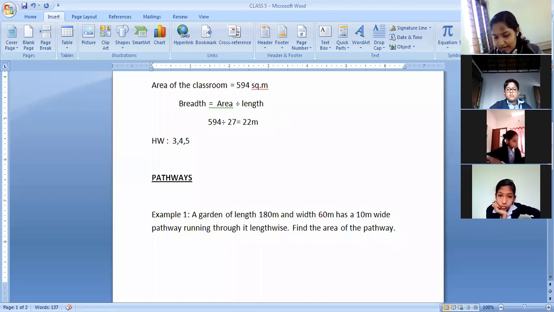It is not the length and breadth of the rectangular garden. It is the length and breadth of the flower bed.